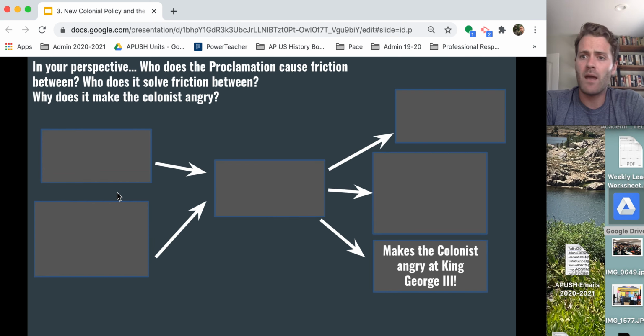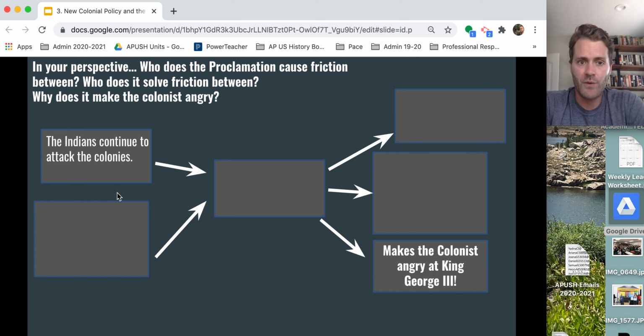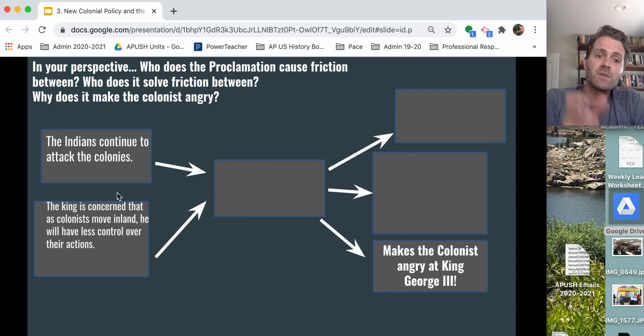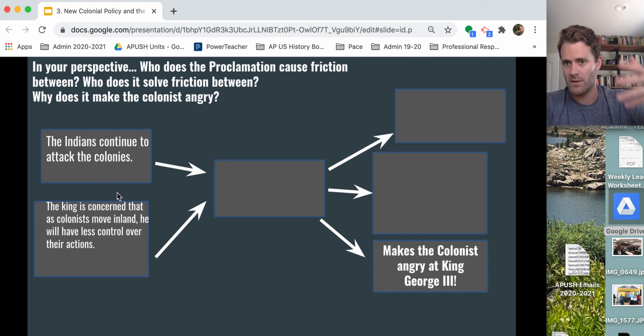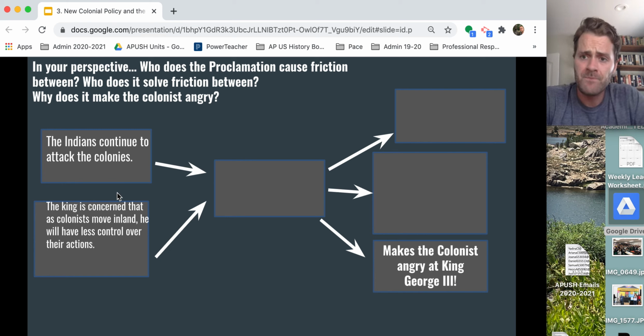So let's look at this from an input-output situation. First problem, the Indians continue to attack the colonies. Why do they attack the colonies? Because the colonies are spreading out. That's problem one. Problem two, the king is concerned that as the colonies keep moving inland, they're getting farther and farther from British control and farther from Britain. And England's real power is in their navy, which controls the ocean. So the farther the colonies get from the ocean, the less control they'll have. So the king's worried that if they keep spreading out, they're going to have too much power and they're going to be more powerful than their mother country.